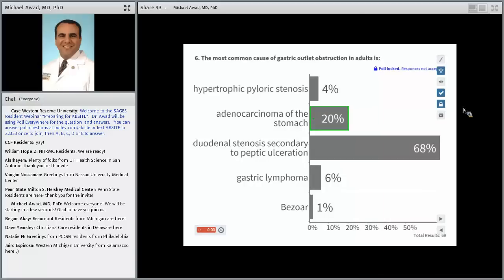Duodenal stenosis from peptic ulcer disease is down to about 20 to 30% of cases nationwide nowadays. Hypertrophic pyloric stenosis, remember, is a pediatric condition treated with a pyloromyotomy, and the other causes are much less frequent.